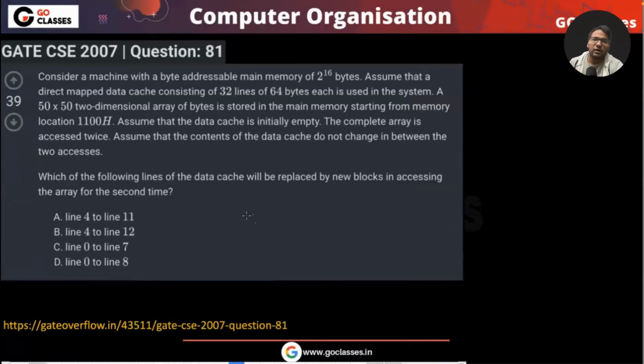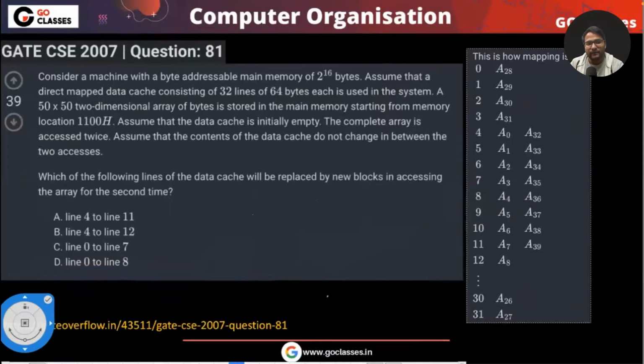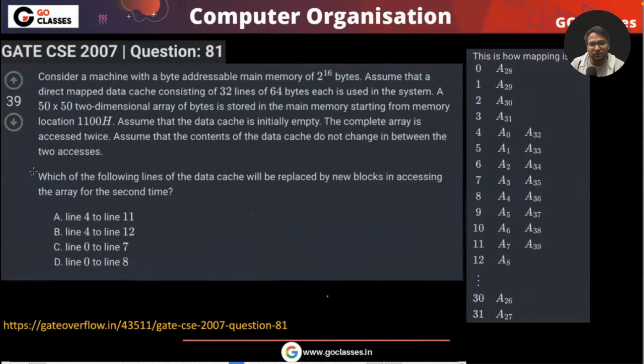Now actually they have asked two questions in the same year. This is the next part. In the second question, only this line is different. Which of the following lines of the data cache will be replaced by the new blocks in accessing the array a second time? So which lines will be replaced by new blocks?